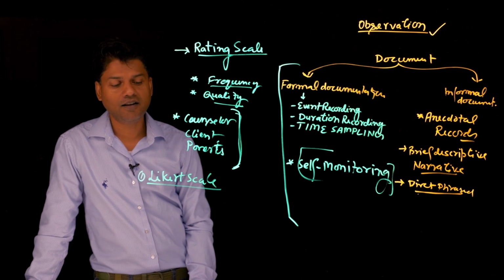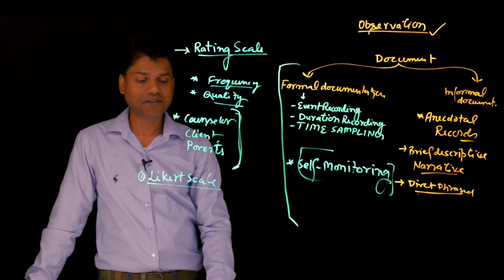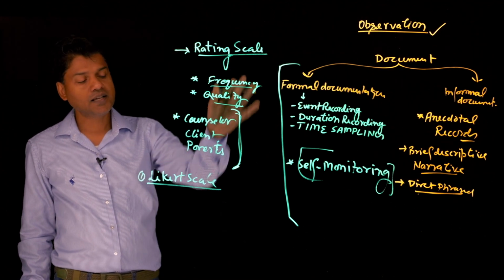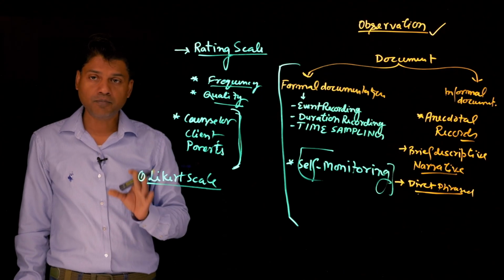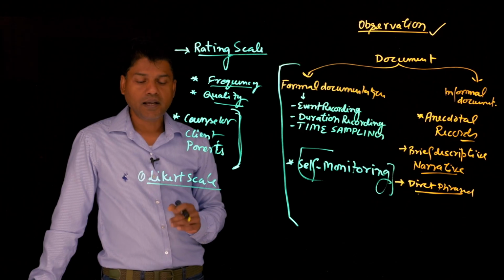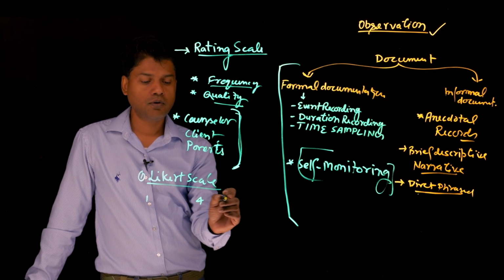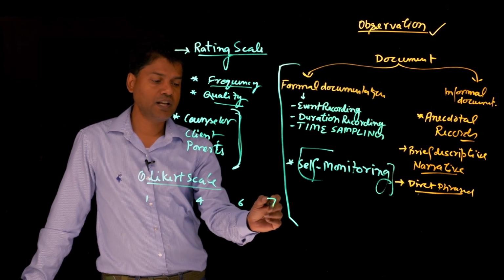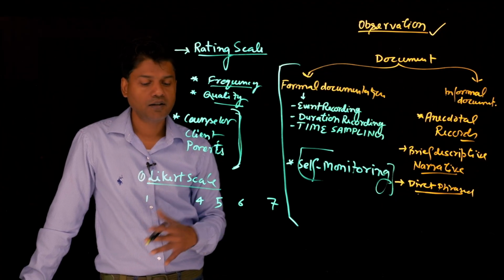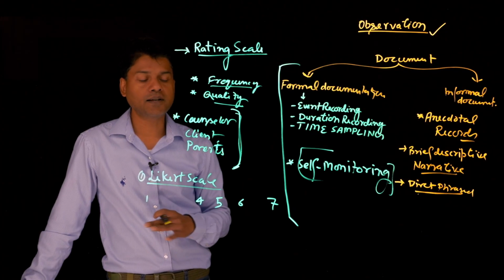A Likert scale is called Likert because it was developed by a person whose name is Likert. So on his name it's become a Likert scale. This rating scale documents a behavior, whatever you observe, on a scale of 1 to 4, or 1 to 6, 7, 5 sometimes. So you may have a 5-point Likert scale, a 4-point Likert scale, a 6-point Likert scale, a 7-point Likert scale.